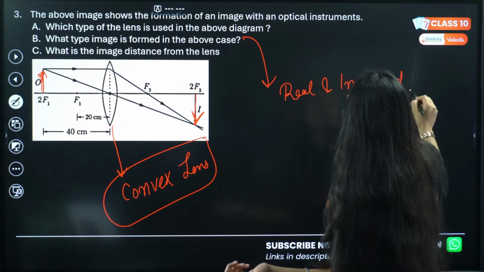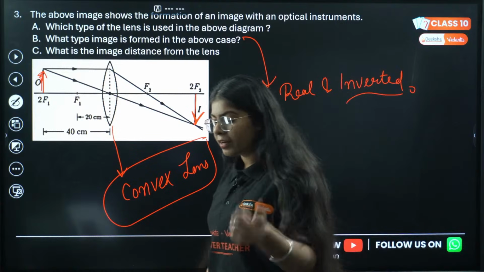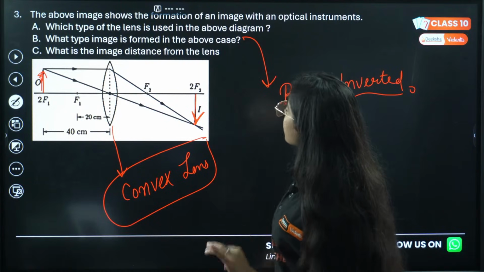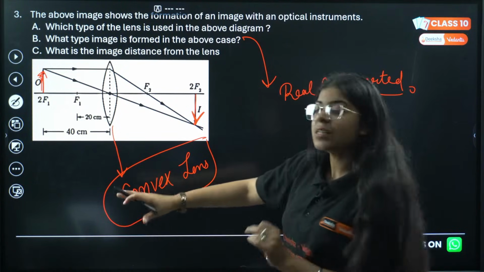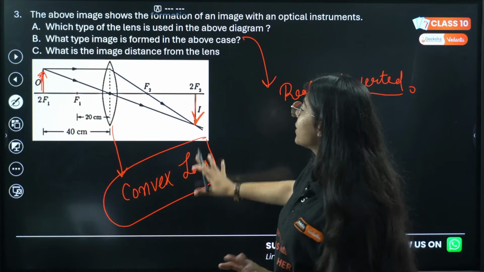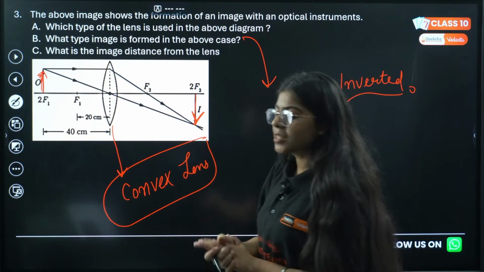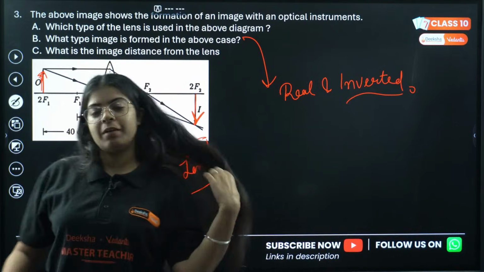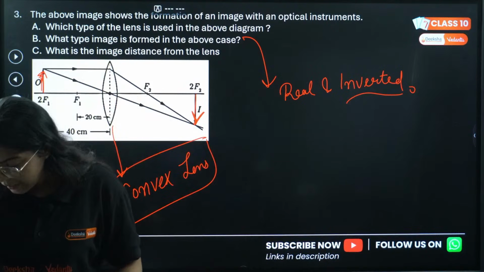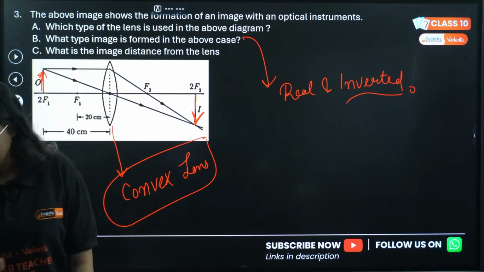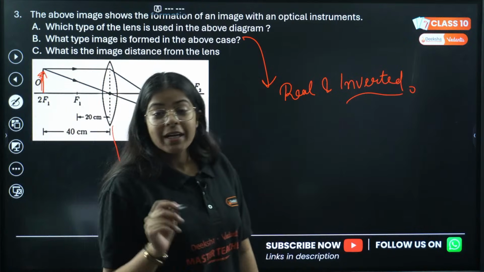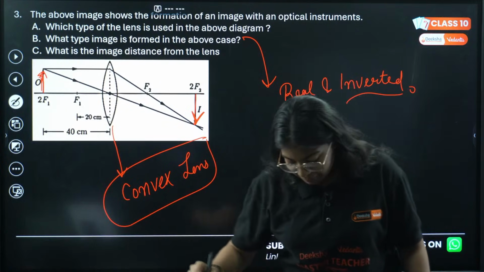Okay. Now third part, you guys are doing really great. What is the image distance from the lens? This is the easiest part of this. What is the image distance from the lens? Let me know. Real and inverted image, ma'am. Correct, Malika. You are correct. Now let me know what is the distance of the image.